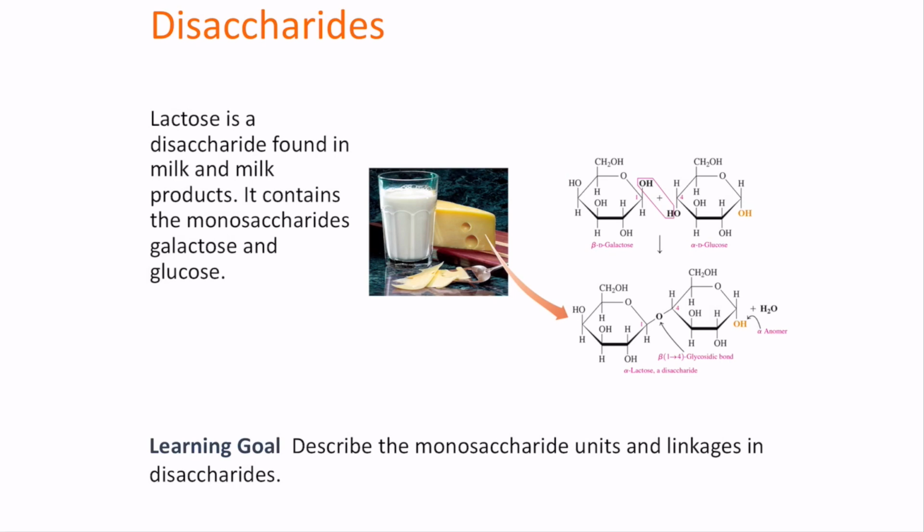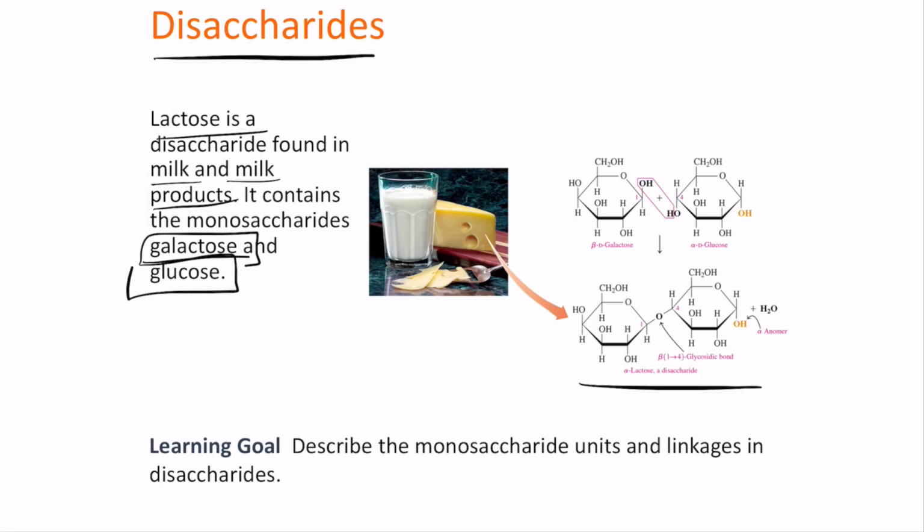So let's next talk about disaccharides. Disaccharides are combined forms of sugar, where two monosaccharides combine to form a disaccharide. For example, lactose is a disaccharide found in milk and milk products. It contains two monosaccharides, galactose and glucose. So this is the structure. The ones present there are beta D-galactose and alpha D-glucose. These are the two structures present in lactose.